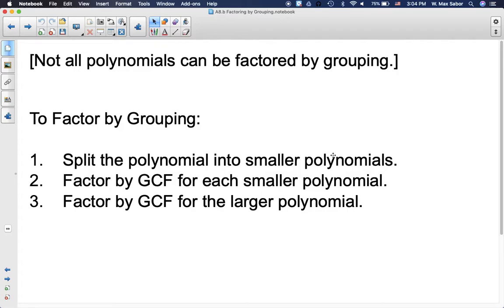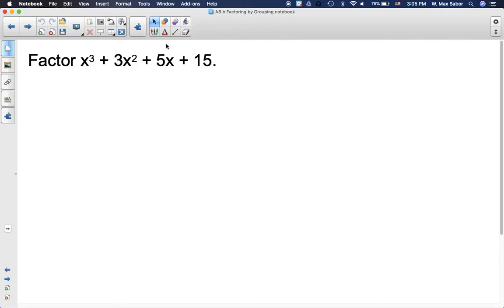So if you don't remember how to factor by greatest common factor, go back, watch the video on factoring by greatest common factor, do some practice with that. Then factor by greatest common factor for the larger polynomial. And if this went well, then the greatest common factors for the smaller polynomials will yield the greatest common factor for the larger one. So I'm going to split this into two smaller polynomials.